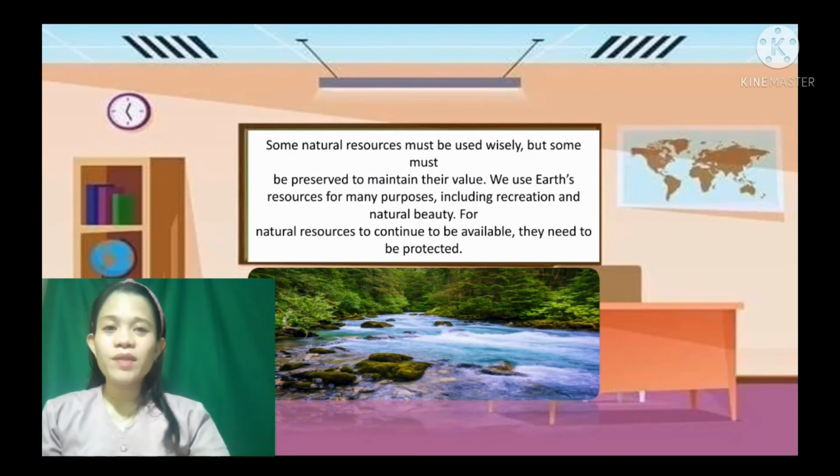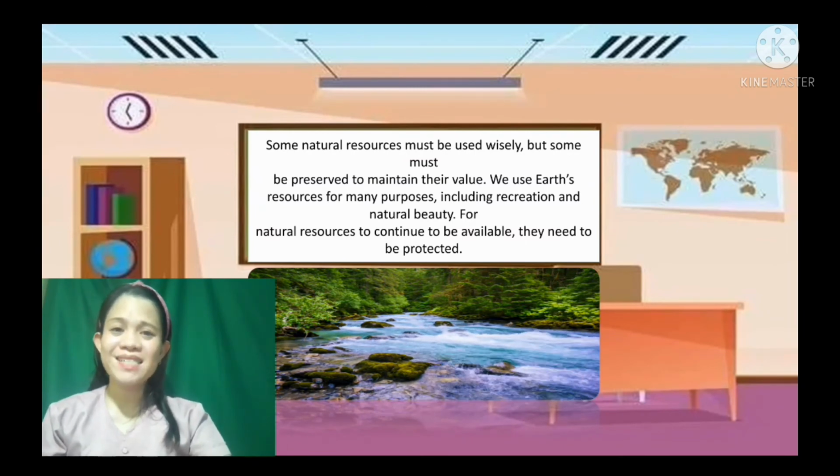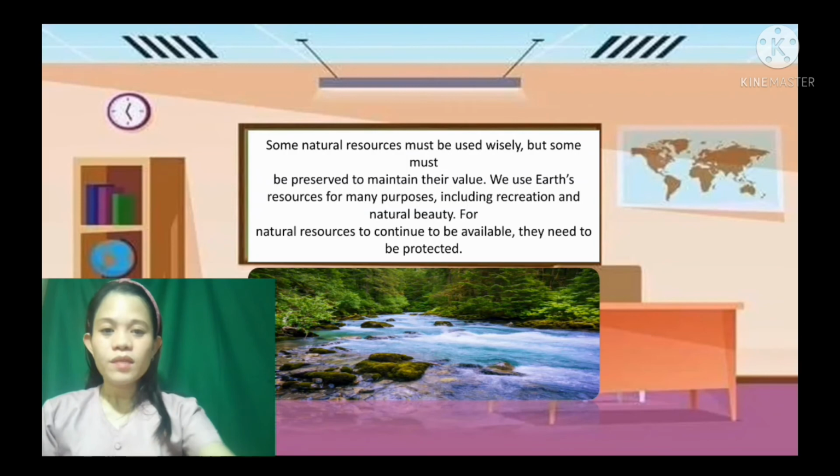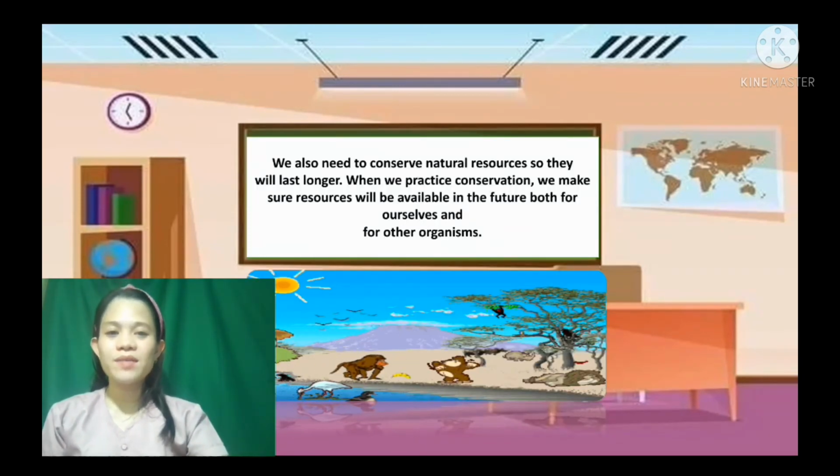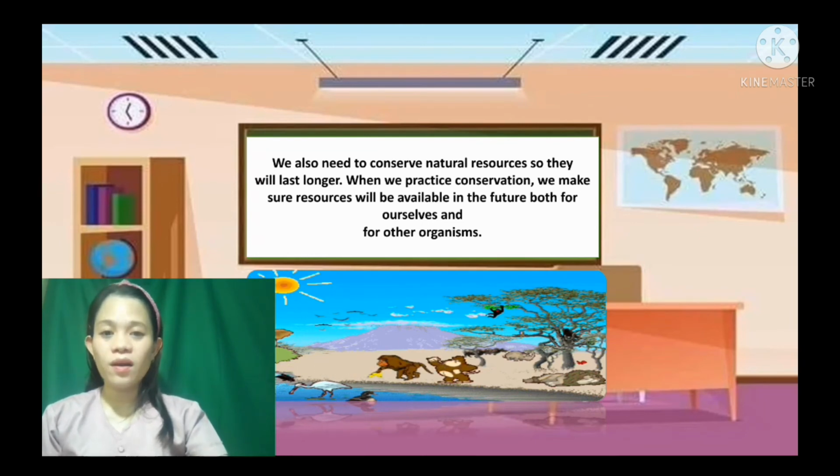So, para hindi po tayo balikan ng ating Mother Earth sa tuwing may mga calamities, so dapat ingatan natin ang ating mga natural resources. Okay, kasi maraming mga kababayan natin na kapag tuwing umuulan, binabaha sila. So, binabalikan sila kung ano yung ginagawa nila. Maraming mga basura na kumakalat. Okay. So, next. We also need to conserve natural resources so they will last longer.